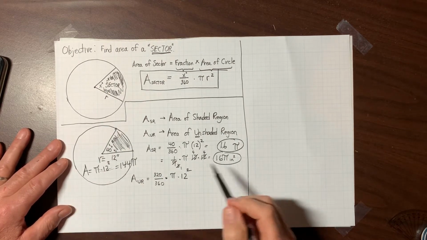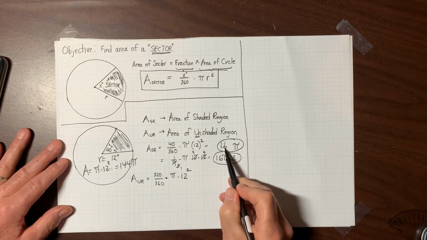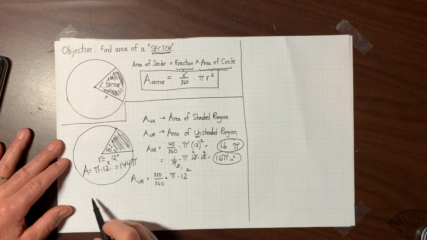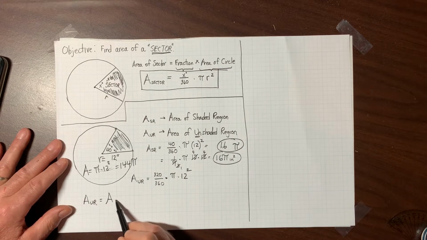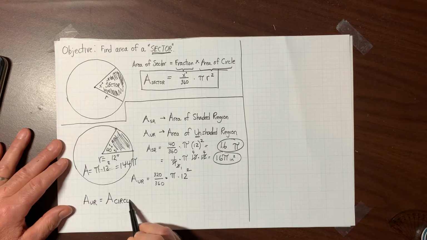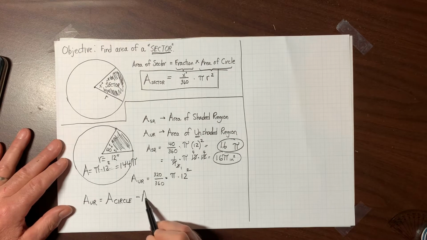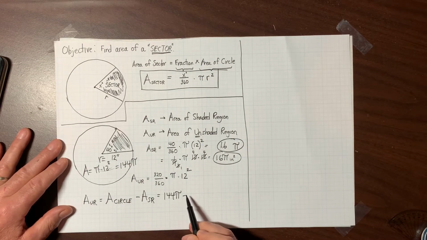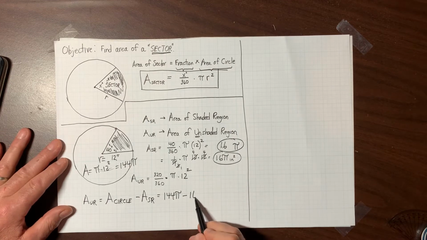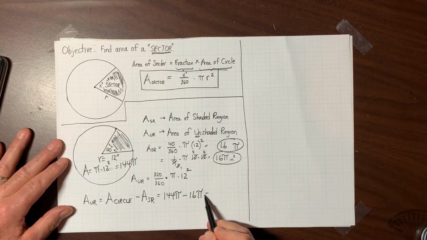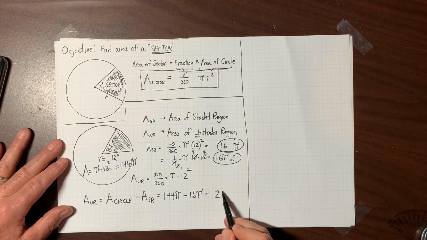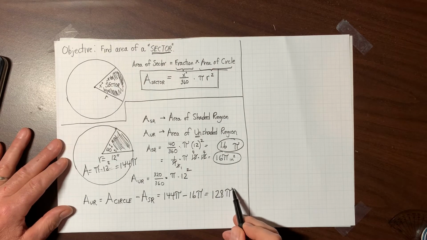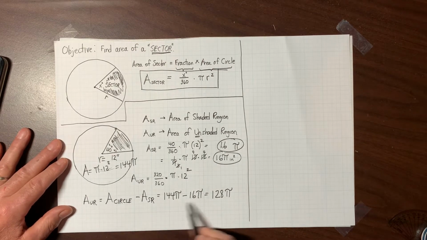We already determined that the shaded region is 16 pi. The unshaded region then would have to be the area of the whole circle minus the area of the shaded region. The area of the whole circle is 144 pi. I would then subtract 16 pi, and that would give me 128 pi for the area of the unshaded region.